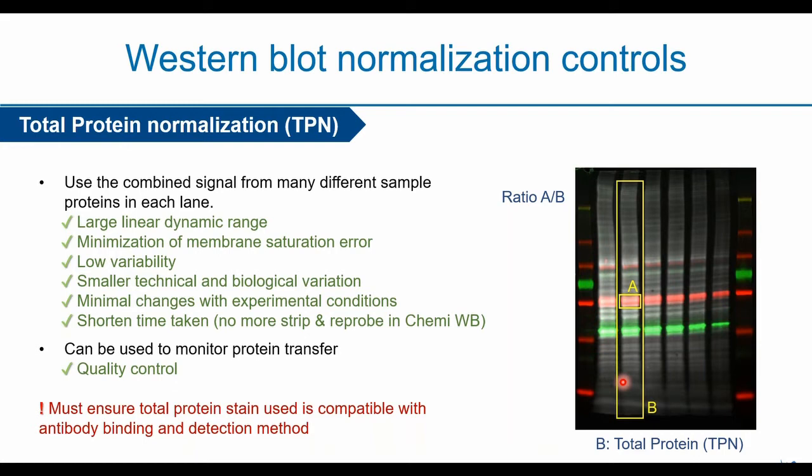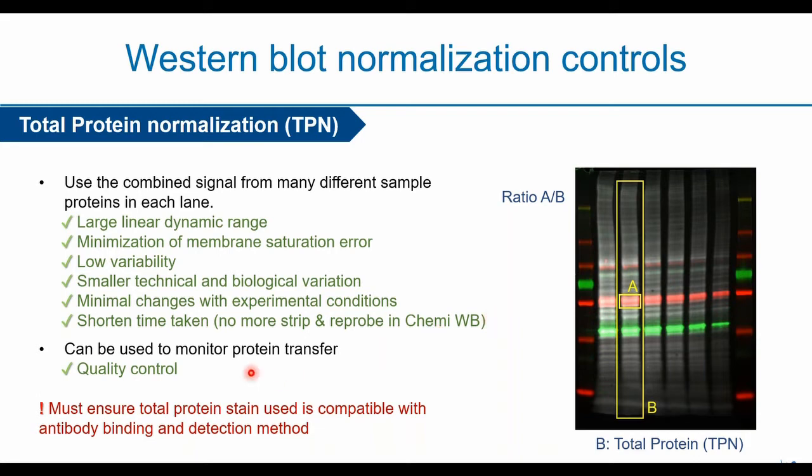So that is the root of why total protein normalization is better in a general sense. Okay, and it has minimal changes according to experiment condition because we are staining all of these proteins. We are not relying on one single indicator. And then it also takes a shorter amount of time to take this image, because especially in Chemi Western, you don't need to strip and reprobe the blot anymore.